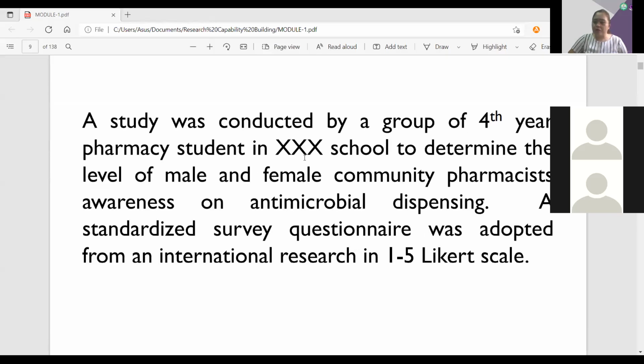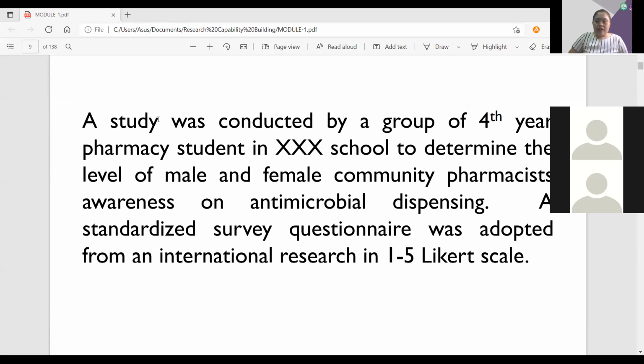Meaning, there are only two groups as the source of the difference. If we will have more than that, then of course we will be using ANOVA, but we will talk about ANOVA some other time.